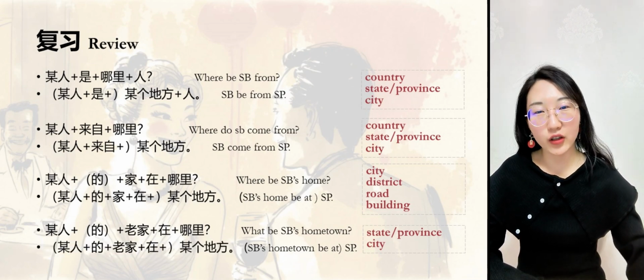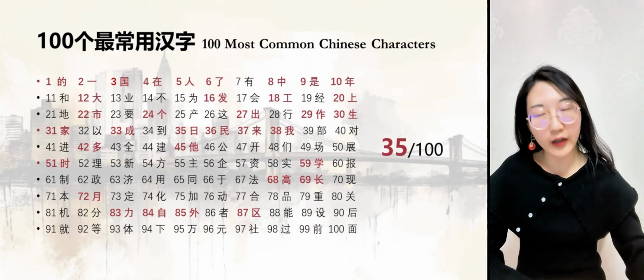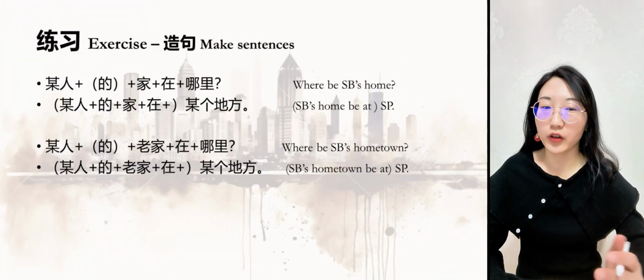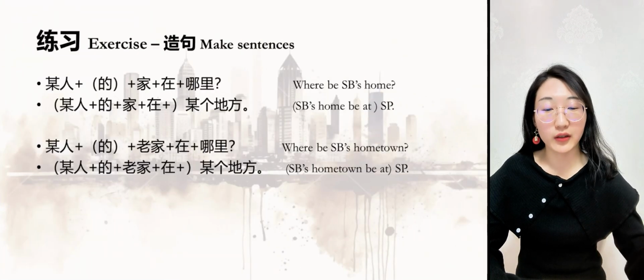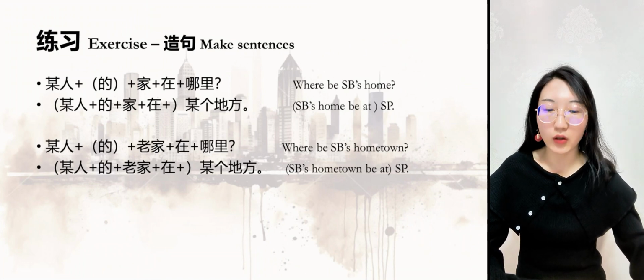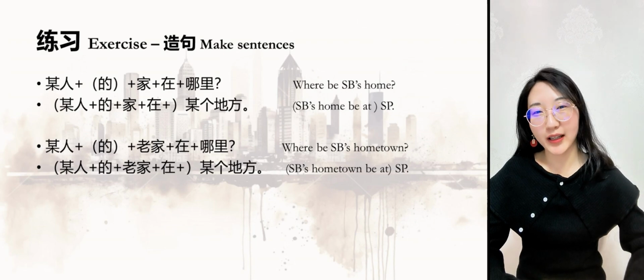And that's all the contents of today. So until today's class, we have learned 35 out of the 100 most common characters, besides other contents. And for today's homework, please use these two pairs of sentences to introduce maybe the city you are living in or your hometown. And I look forward to seeing your homework in the comment section.